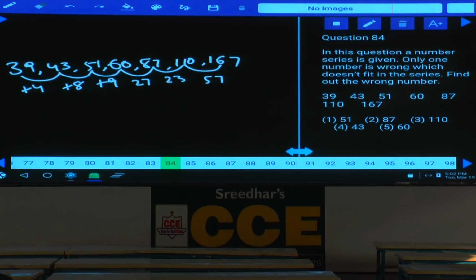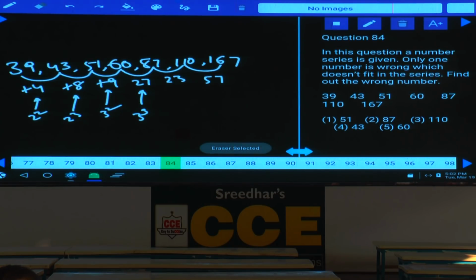Now 4, 8, 9, 27, up to here the numbers are increasing. And the wrong number could be in between 87 and 110, isn't it? Then what is the relation between this 4 and 8? Yes, how can you relate these? 4 can be written as 2 square. And this 8 can be written as 2 cube. And 9 can be written as 3 square. And this can be written as 3 cube. 2 square, 2 cube, 3 square, 3 cube. Next one 4 square, 4 cube.